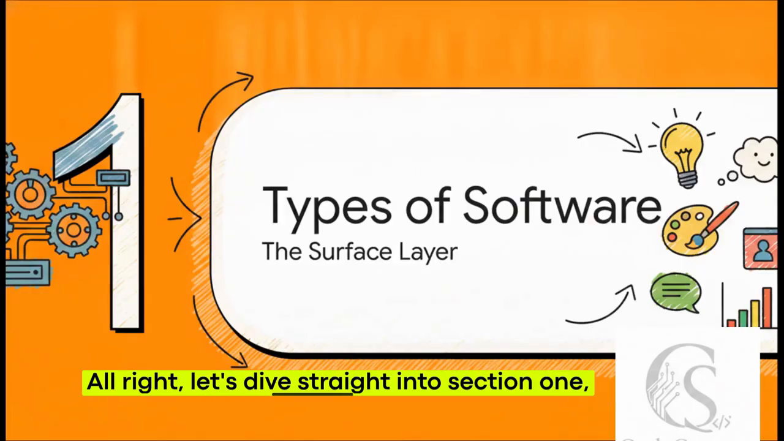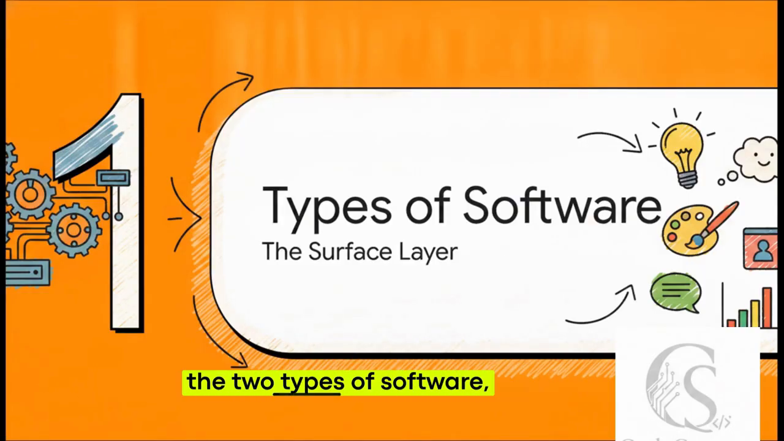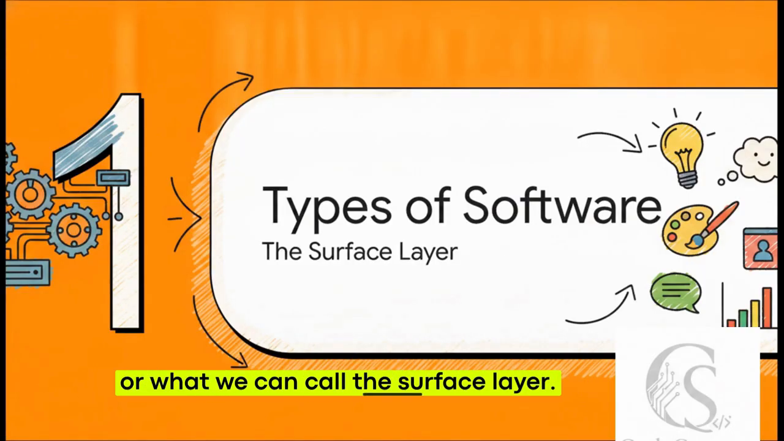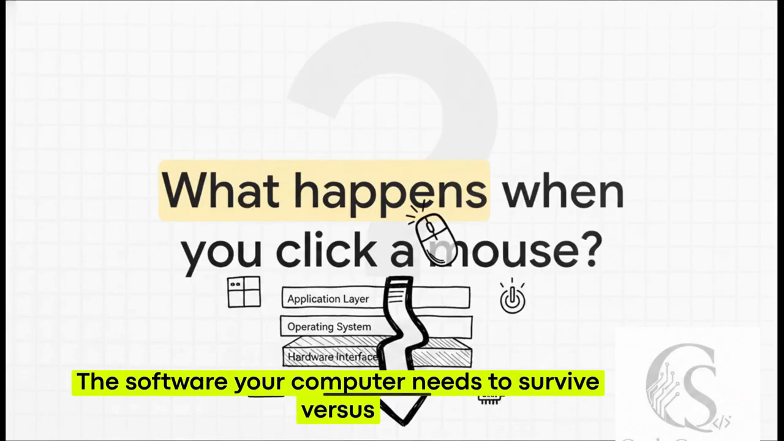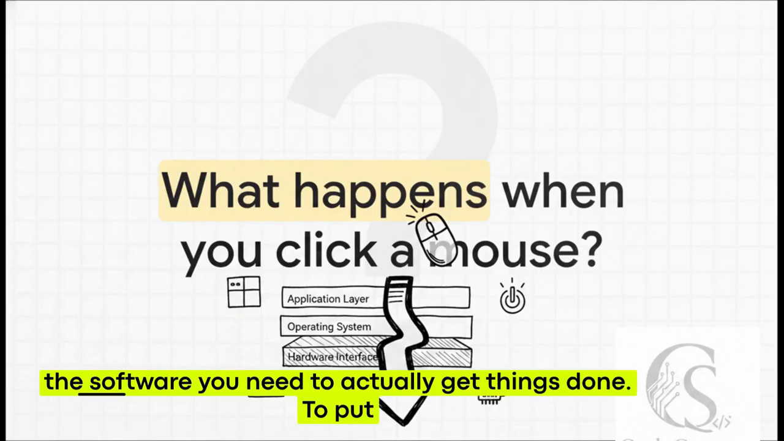All right, let's dive straight into Section 1, the two types of software, or what we can call the surface layer. Whenever we talk about software, there's this fundamental divide: the software your computer needs to survive versus the software you need to actually get things done.